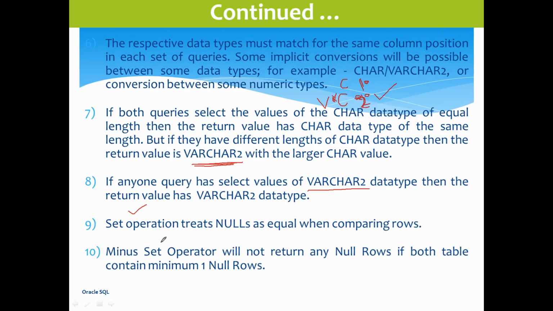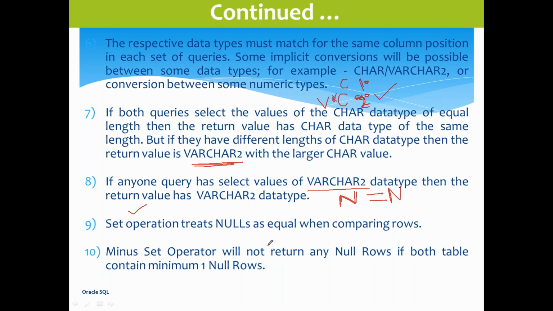This is one important point: set operations treat null as equal when comparing rows. Null is not comparable, as we discussed earlier, but in set operators it will consider nulls the same. Null and null both are equal. It will consider this concept in set operators. In other concepts, null and null are not comparable. This null is different, this null is different, this is undefined, so we cannot compare. But in set operators, this null it will consider as same, equal. Based on that, the result will come.